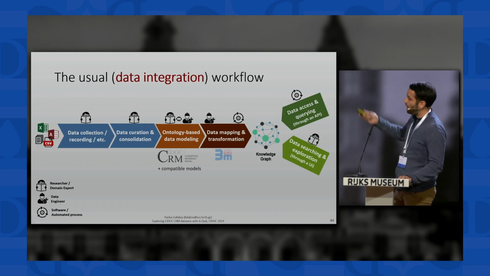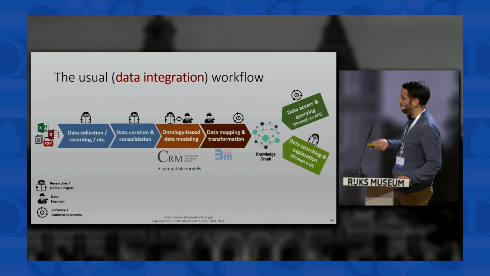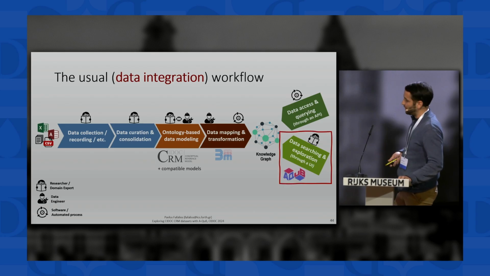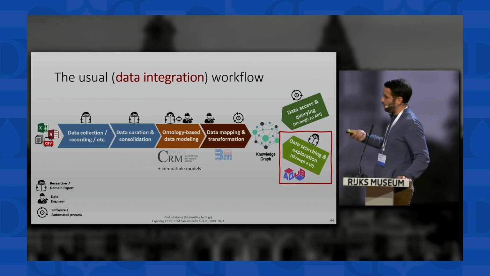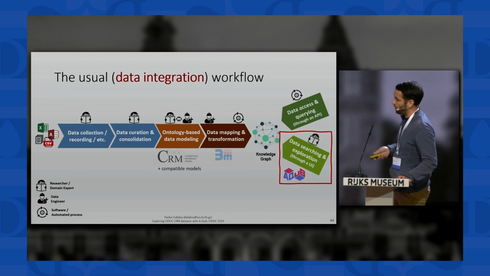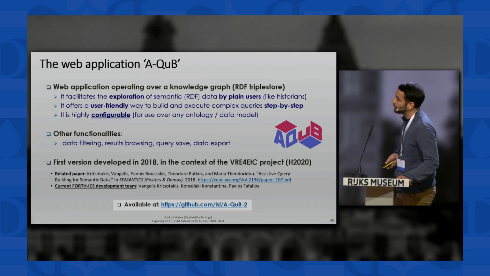And then we have either software systems that can access the knowledge graph through APIs, as well as data exploration and searching systems that try to provide a user-friendly interface for end users to access the data. And this is the focus of my presentation. So I will show you this A-QuB system and how it tries to support end users to explore the data of a knowledge graph.